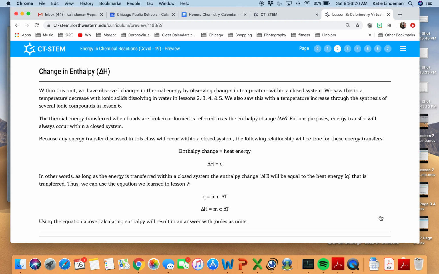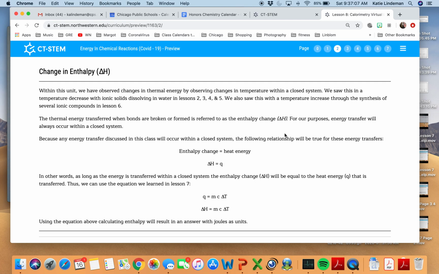Within this unit, we have observed changes in thermal energy by observing changes in temperature within a closed system. And this closed system is very, very important. We saw this in a temperature decrease with ionic solids dissolving in water. We also saw this through an increase in temperature through the synthesis of several ionic compounds in lesson 6. The thermal energy transferred when bonds are broken or formed is referred to as enthalpy change. And we refer to enthalpy as H and enthalpy change as delta H. So this little triangle, remember, just means change.